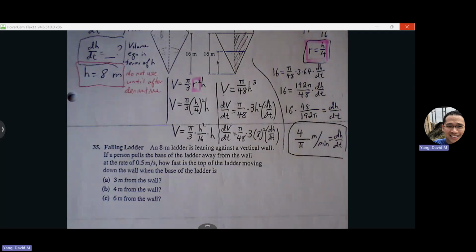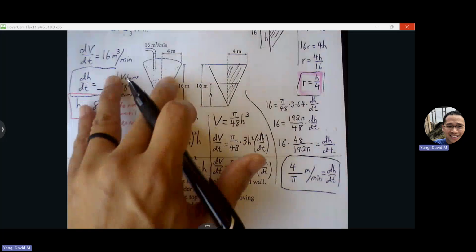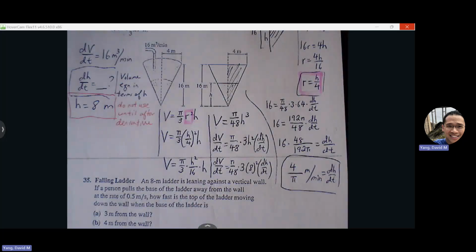Number 35 is a Pythagorean theorem problem. Let's skip that one. We can come back to it later. I want to show you the last major type of problem, and it's a similar triangle problem, but it's a very specific type of similar triangle. We call these shadow problems. We've seen this show up on the AP exam, so we need to make sure that we go over it.